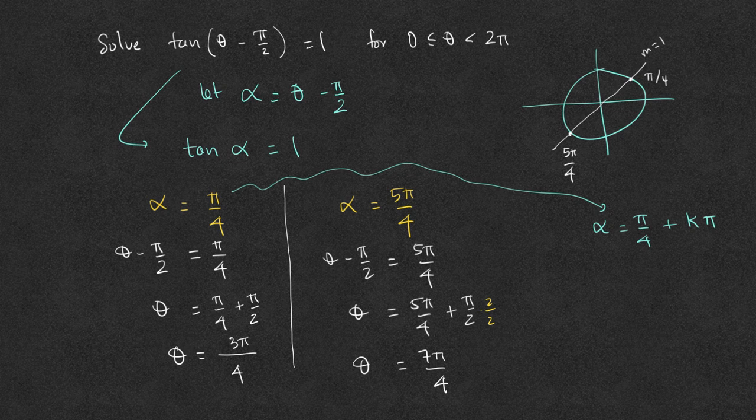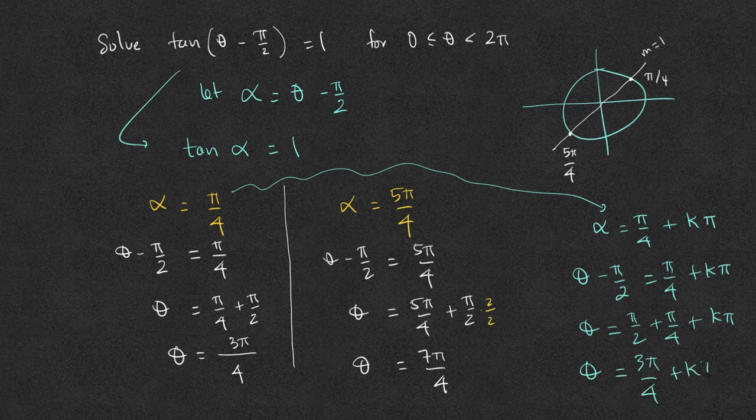We replace alpha with theta minus pi over 2, and this is pi over 4 plus k pi. Theta is therefore pi over 2 plus pi over 4 plus k pi, and so theta equals 3 pi over 4 plus k pi. Now, we could avoid doing this by letting this be theta plus k pi, but it is usually safe to do this.